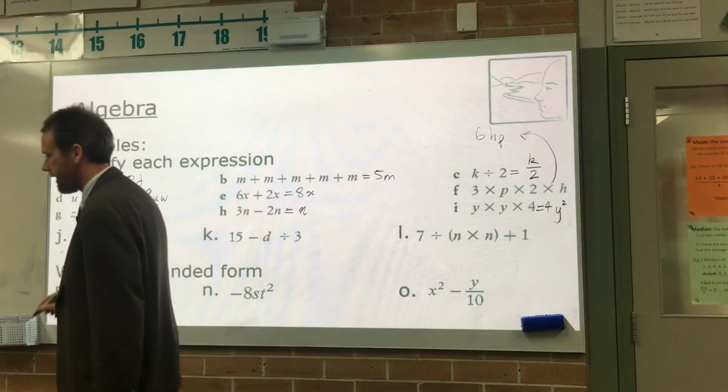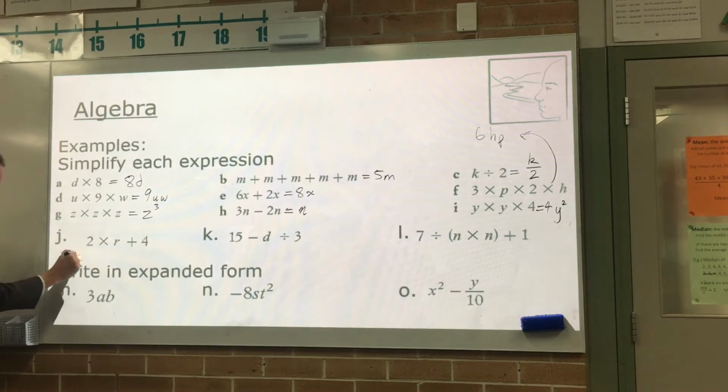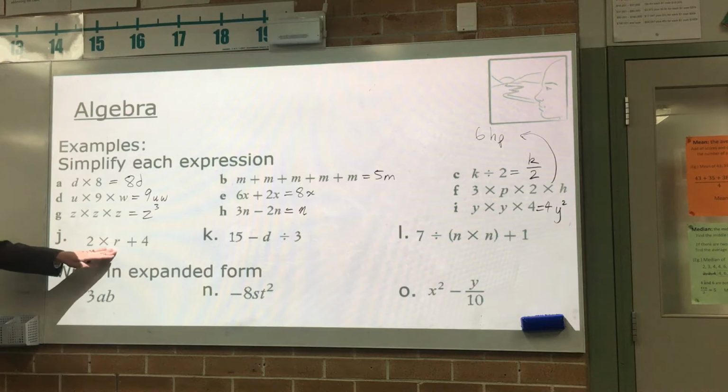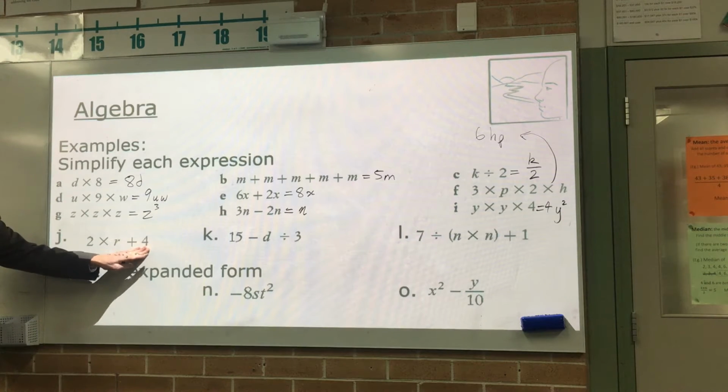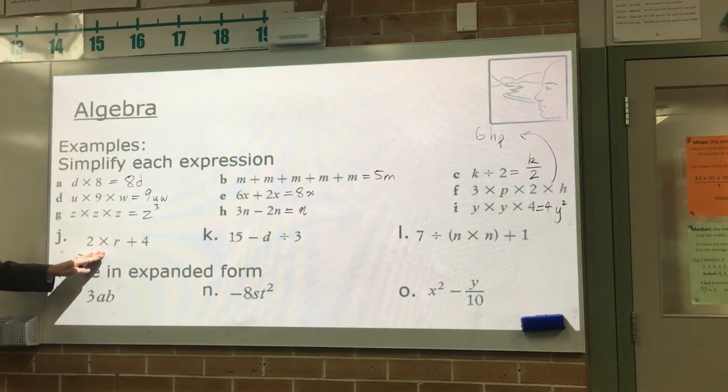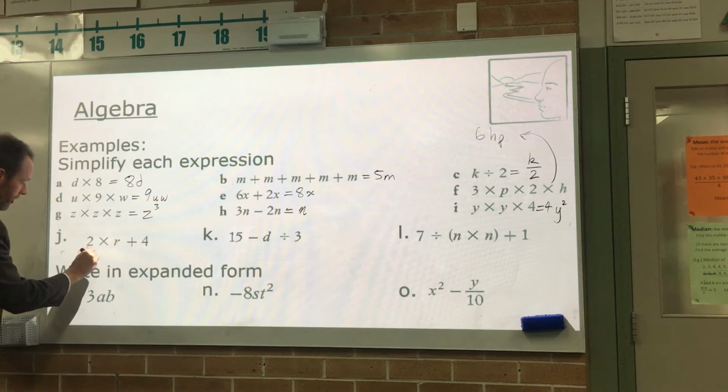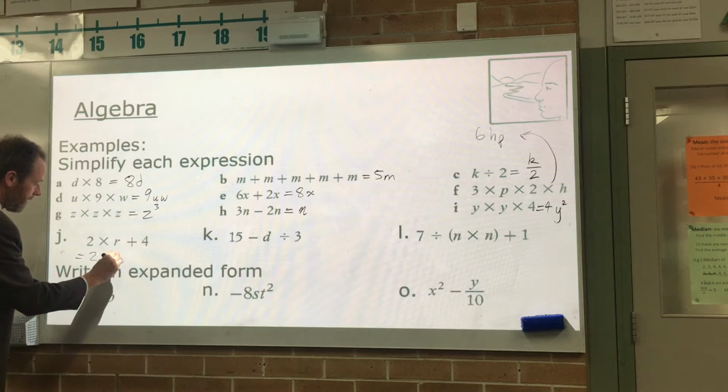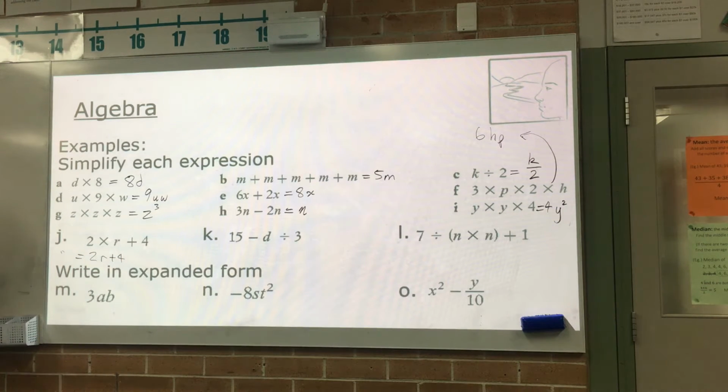This one, a little bit trickier. Let me write it underneath. If I've got 2 times r plus 4, I cannot just add the 4 in. I have to leave them separate. But I can get rid of the times. So it becomes 2r plus 4.